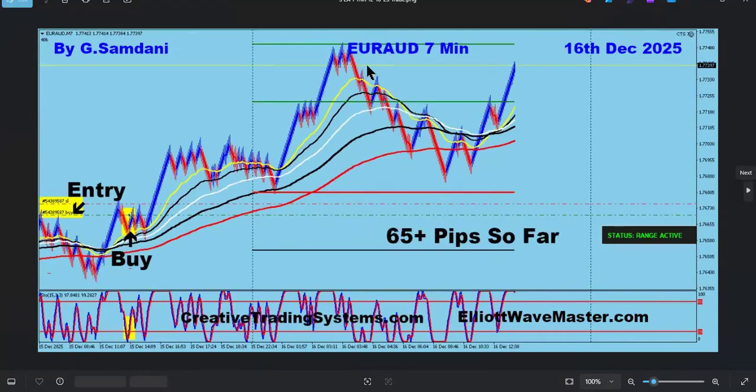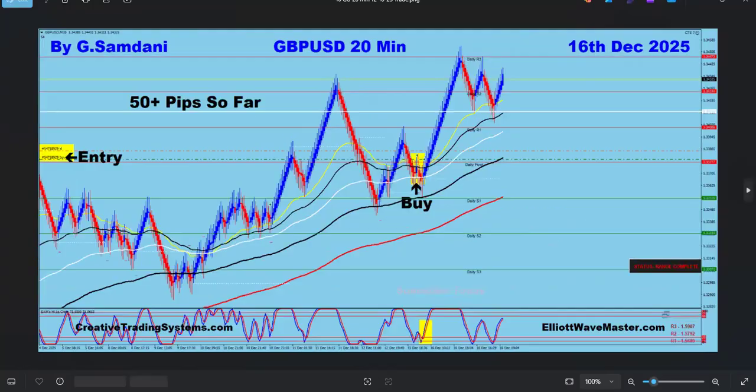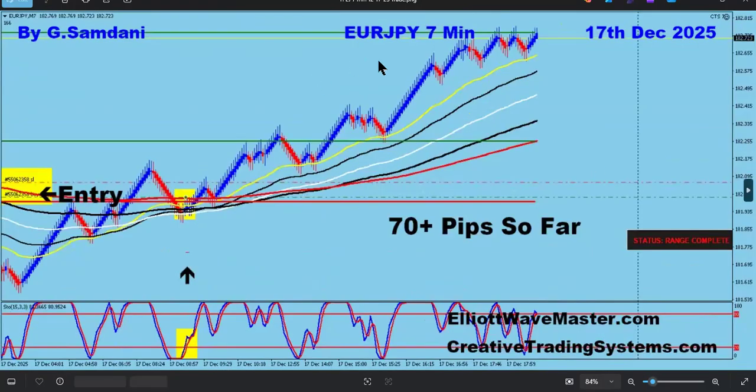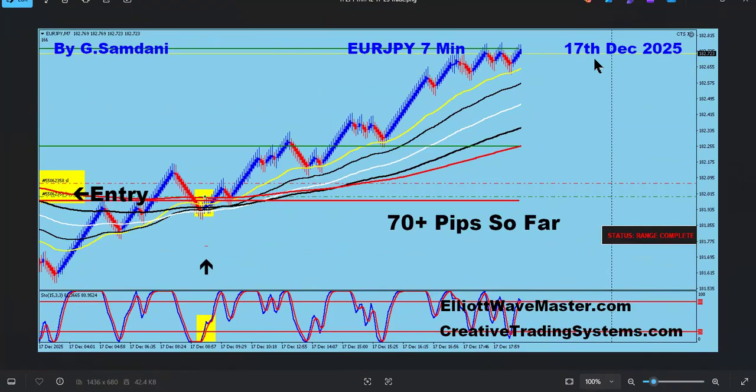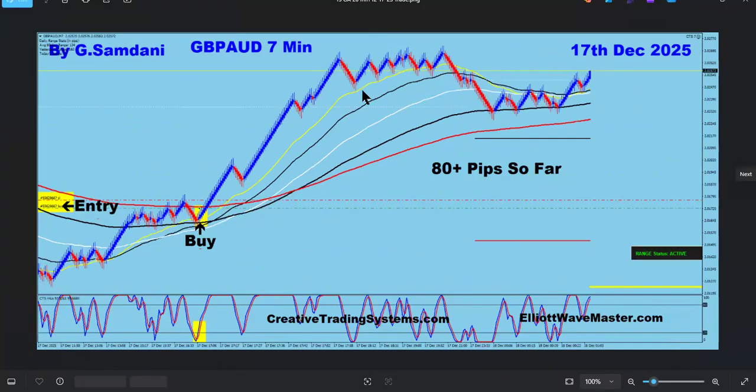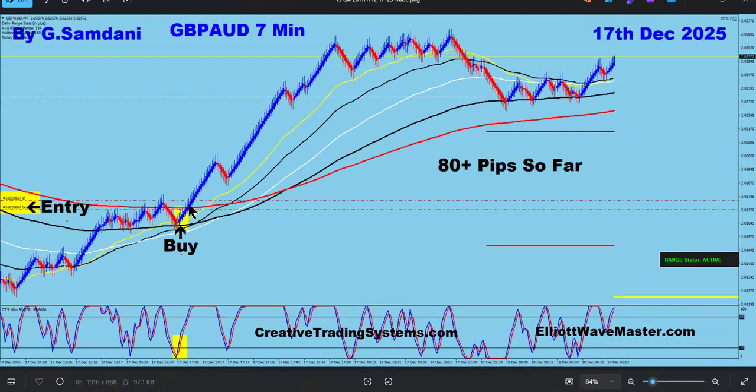So Euro Aussie on the 16th, 65 pip. Buy orders right there, right? And then here pound USD going to the upside on the 16th, 50 pip. And then this is on the 17th. Today, Euro Yen 70 pip. On the 17th, pound Yen 70 pip. Buy orders right there. And this is pound Aussie. Entry buy orders right there. SL move to break even, 80 pip on the 17th. So these are like 10, I think 11 or 12 trades in 3 days so far.